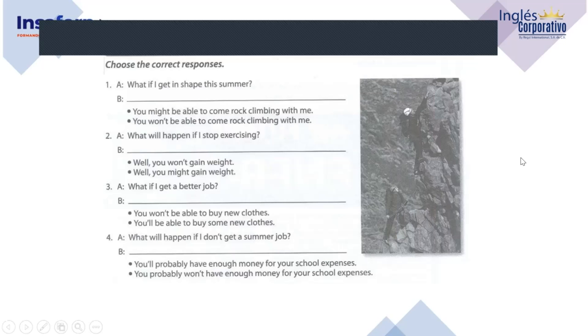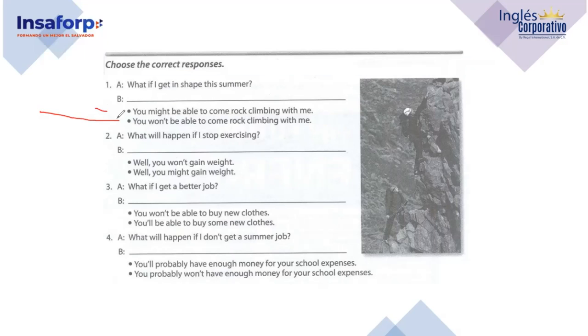We're going to have this exercise where we have to choose the correct responses. We have a question, right? And then we have possible options. So we are going to work with the options that we have available. We have two options in here. You have a question, letter A, and then some options, right? You need to select the correct one according to the context.